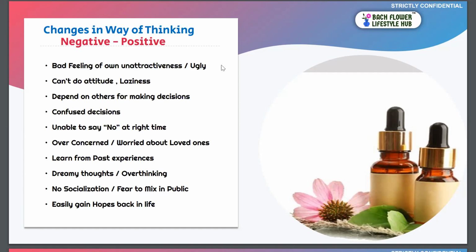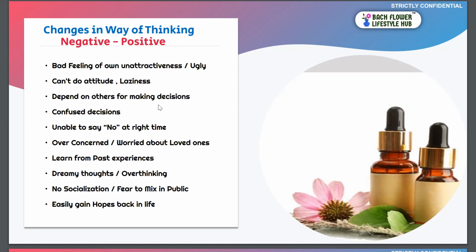Okay. Can't do attitude, laziness. Many people are very intelligent and have the qualities to prove themselves, to do something better for society and for themselves, but they lack confidence, have low confidence, and have fear about what will happen. They are not getting into the right direction and not doing the things which they can do. So these abilities we can improve. We can improve the can't do attitude to a can do attitude. We can remove the laziness in people so they can really take a step to do something in their life.